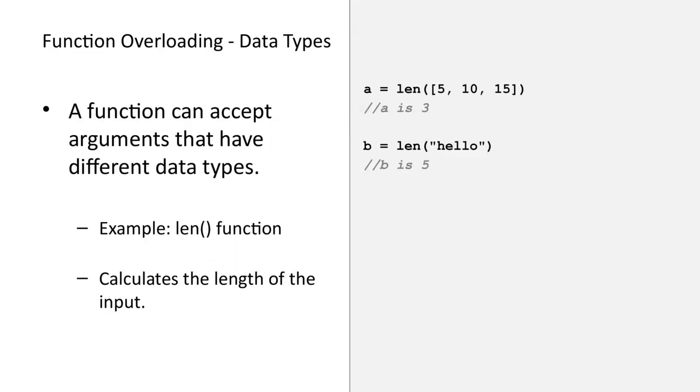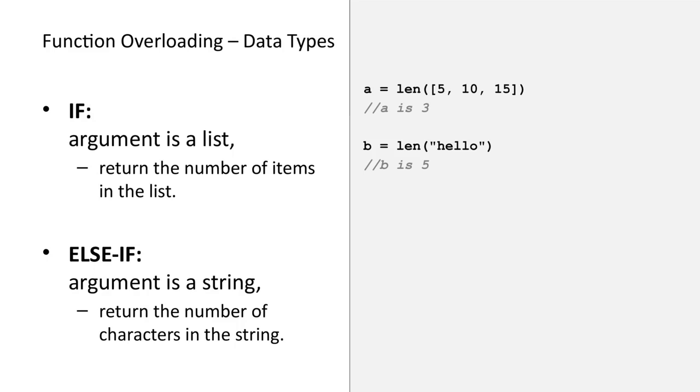The second type of function overloading is with data types. A function can accept arguments with different data types. In this example, we look at a function called len. The function can be used to get the number of items in a list, or to get the number of characters in a string.